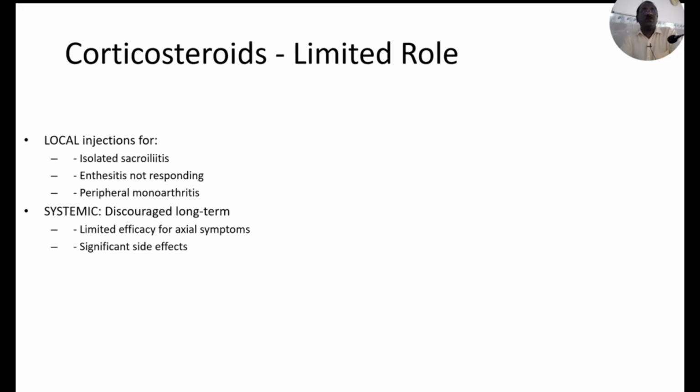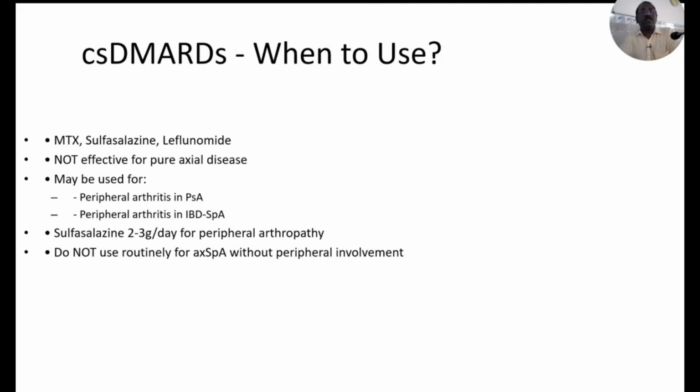Steroids have a limited role. Don't use steroids for prolonged periods in ankylosing spondylitis. But people are very comfortable with steroids because they are cheap and available everywhere. You can use local injections of steroids, available in 40 milligrams, triamcinolone or methylprednisolone, for an isolated sacroiliitis or enthesitis not responding to NSAIDs and peripheral monoarthritis. Systemic steroids are discouraged long term: limited efficacy for axial symptoms and significant side effects of long-term steroid therapy, maybe diabetes, hypertension, etc.